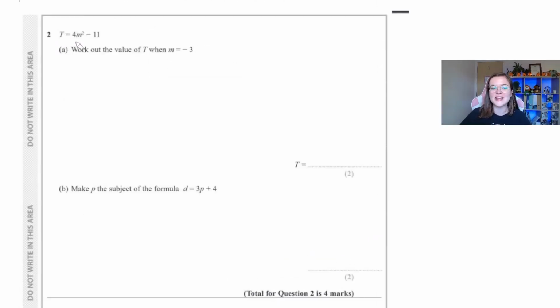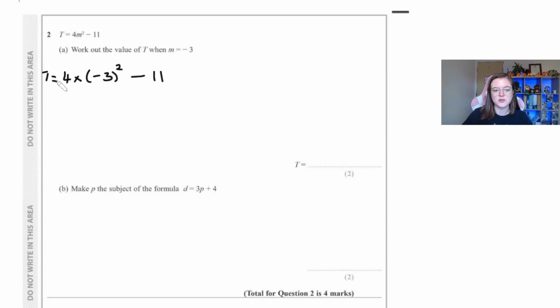Question 2, t is 4m squared minus 11. Work out the value of t when m is minus 3. So they're telling us that t is equal to 4 times whatever m is squared minus 11. Let's work that out. So 4 times whatever m is, and in this case m is minus 3. We're going to square that, minus 11.